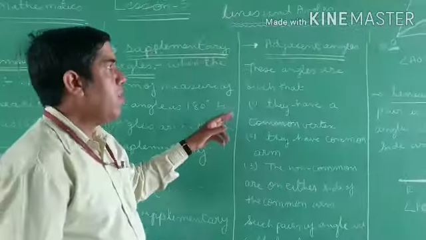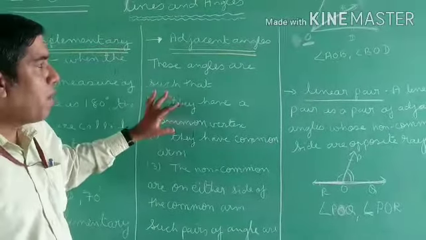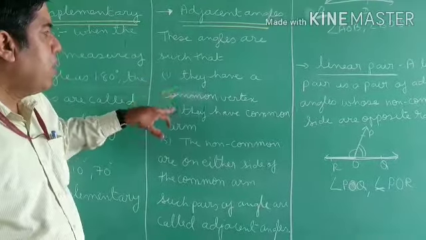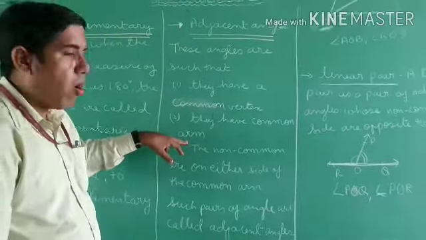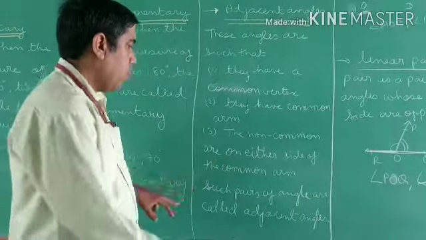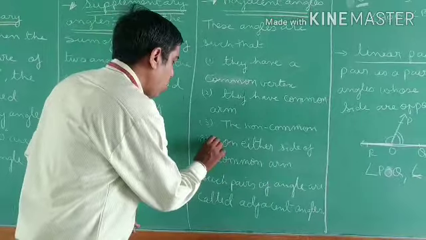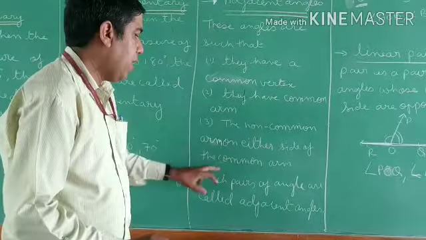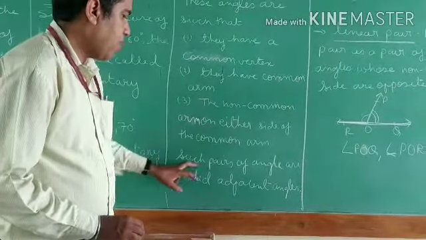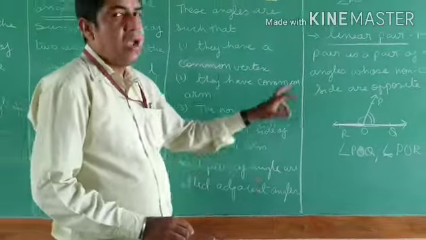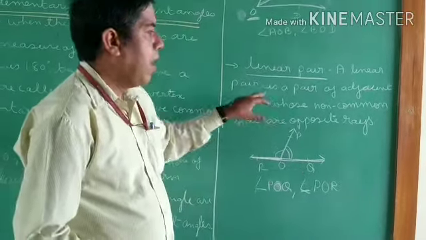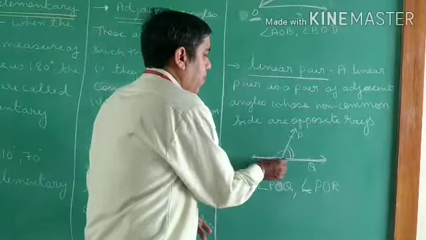And adjacent means the neighboring angle, but with some conditions that must be satisfied. They have a common vertex, they have a common arm, and the non-common arms are on either side of the common arm. Such a pair of angles is called adjacent, and a linear pair is formed on one line. So POQ you can see here, and the rays will be opposite.